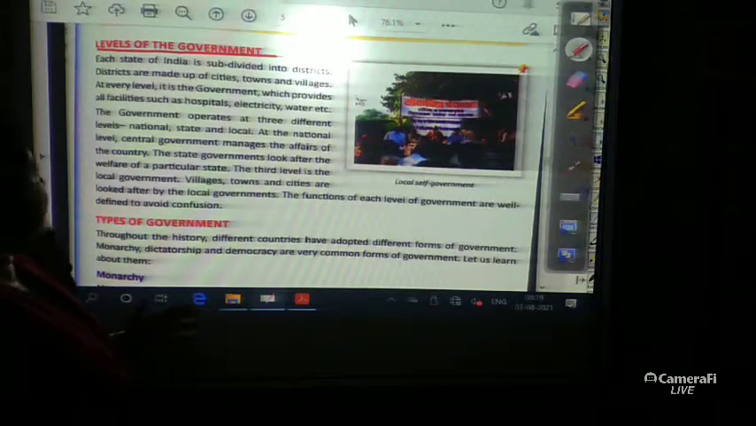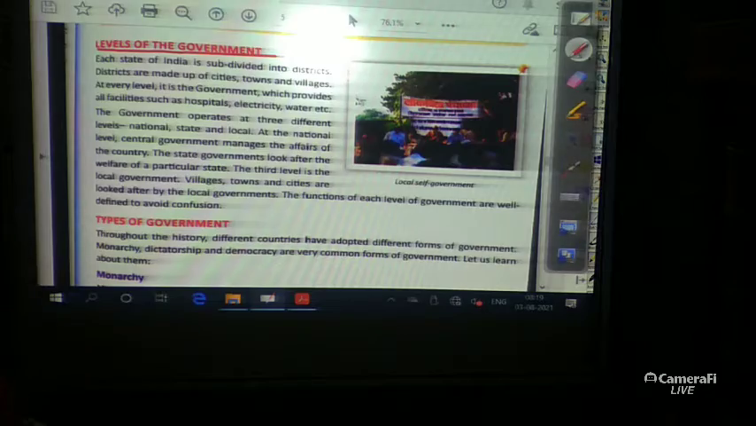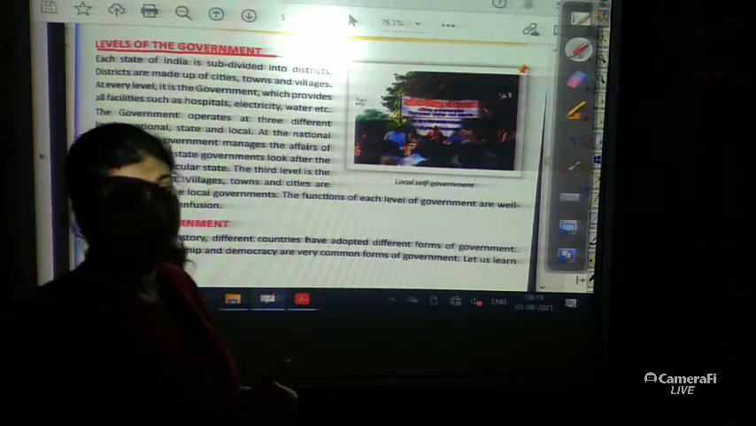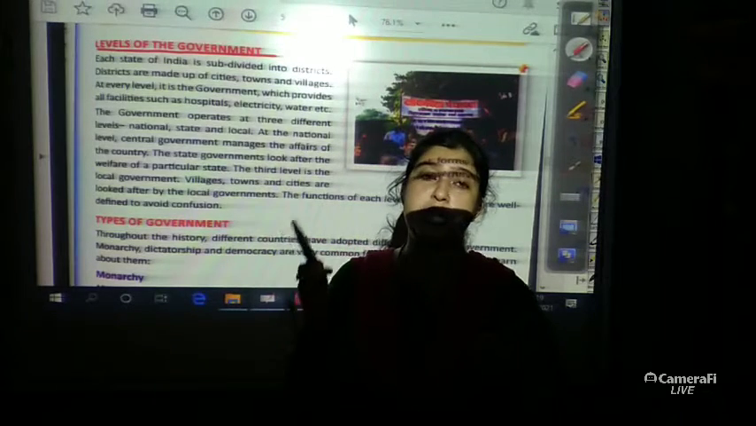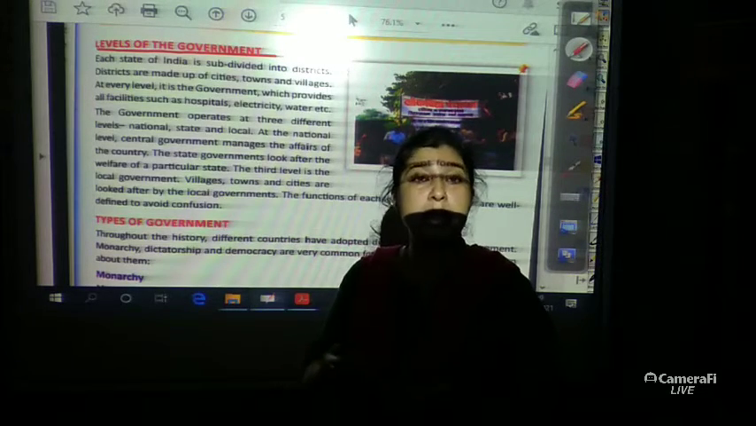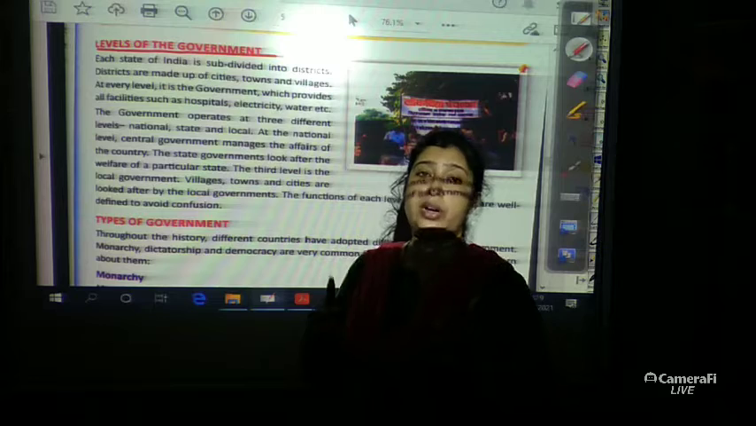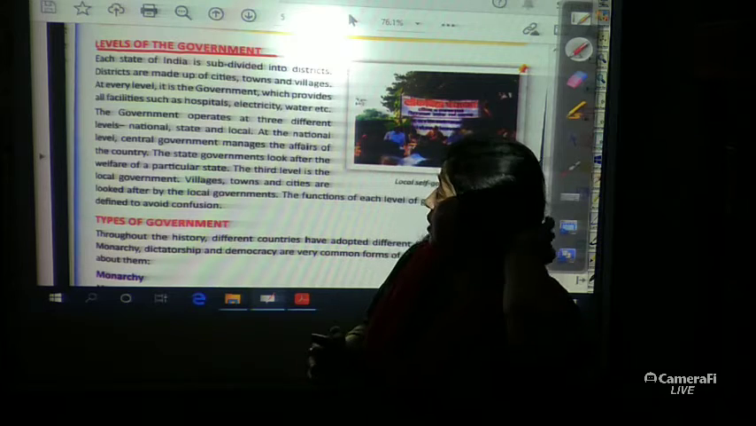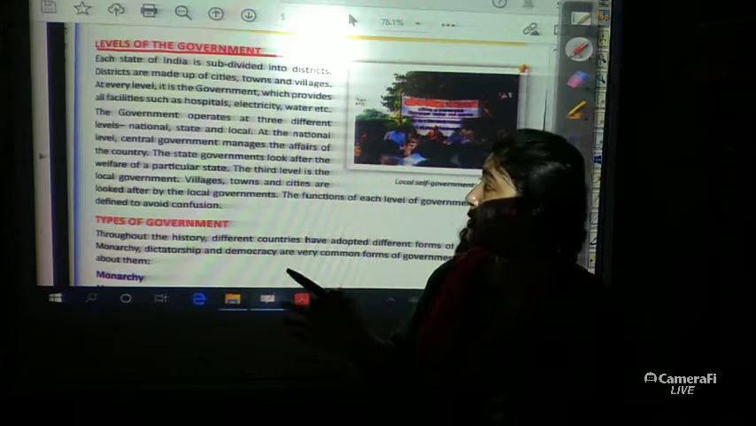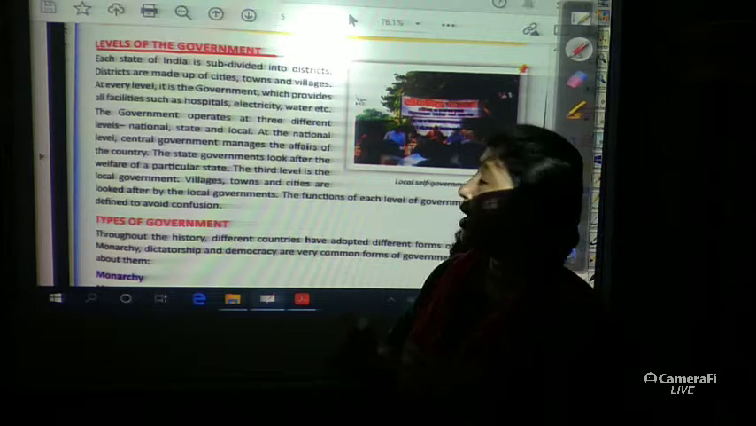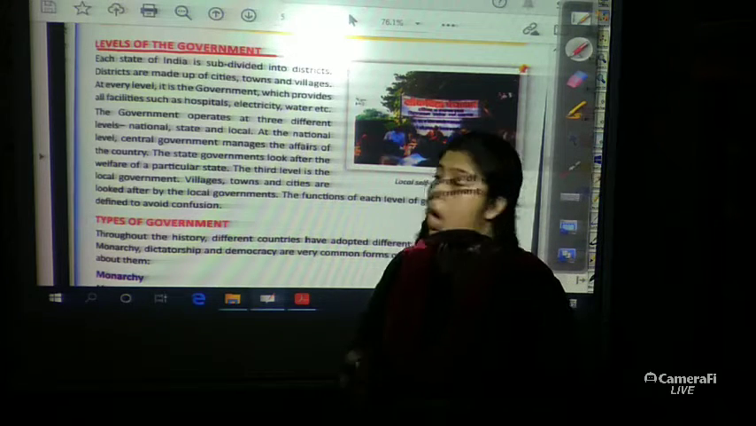So, students, each state of India is subdivided into districts. We know that our state is divided into so many districts. Like now we are in Paschim Bardhaman. This is our district, and districts are made up of cities and towns.